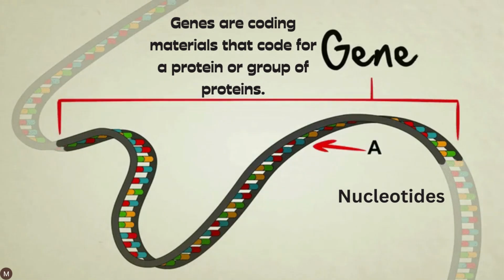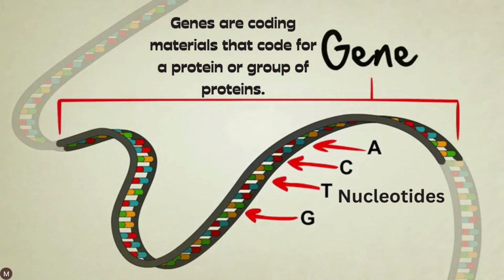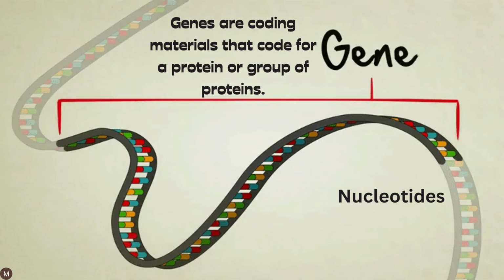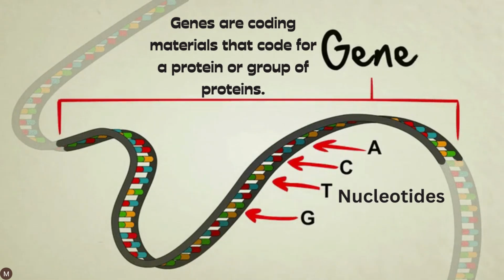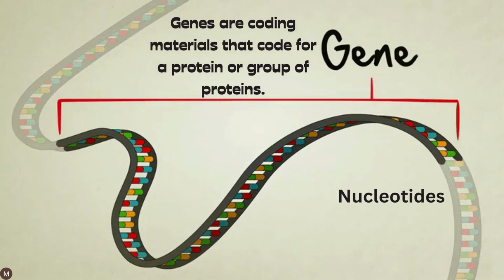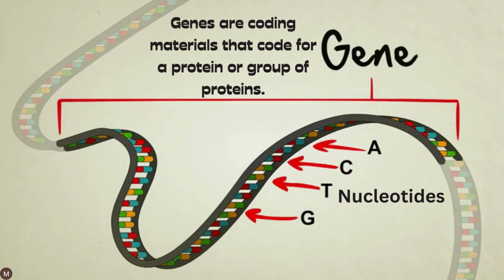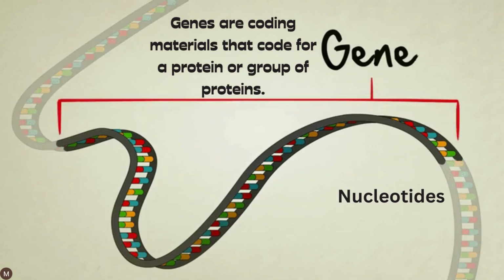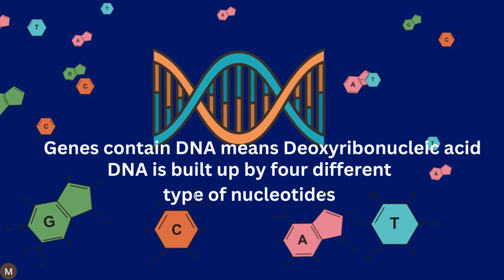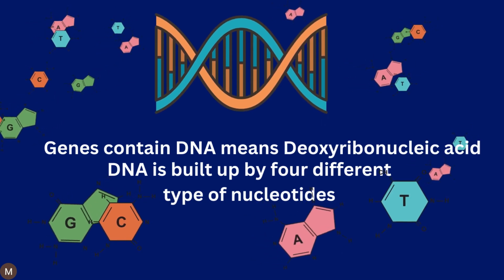So, genes determine why some illnesses run in families and whether a baby will be male or female. Any mutation in these genes can result in a disorder or some sort of syndrome. For example, in Duchenne disease, the protein is not made for muscles. Genes contain DNA, meaning deoxyribonucleic acid.